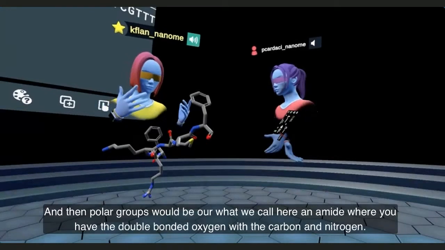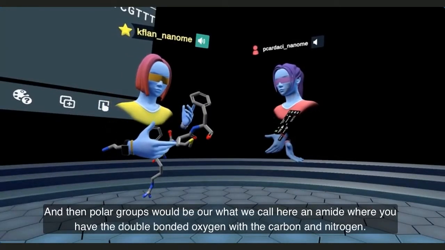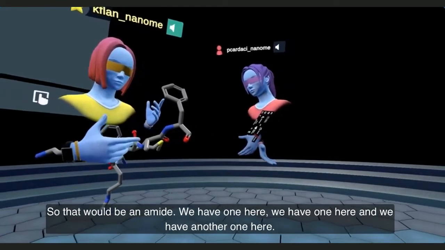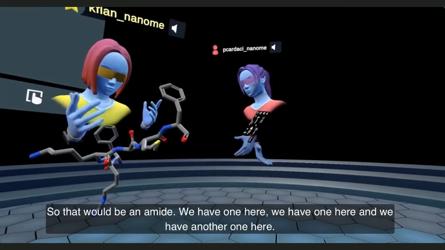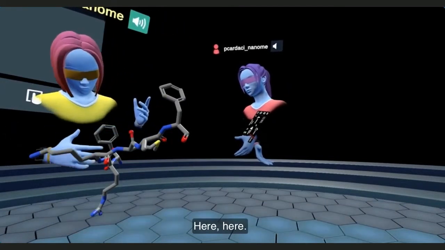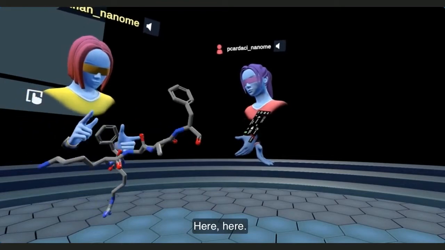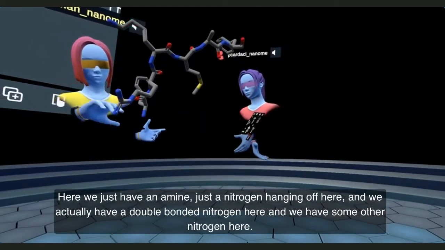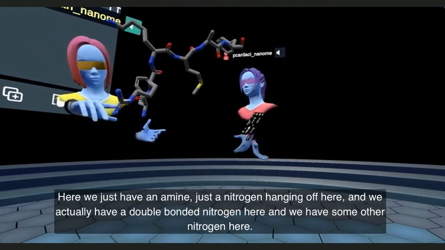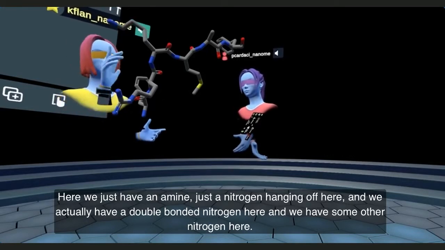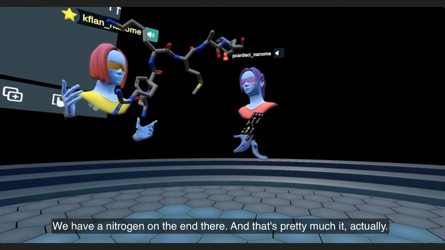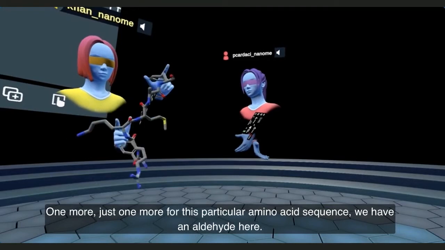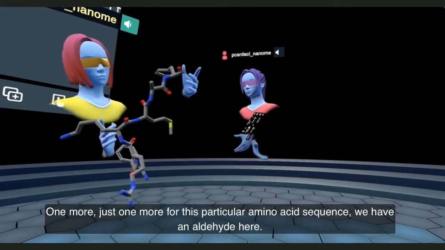And then polar groups would be what we call here an amide, where you have the double bonded oxygen with the carbon and nitrogen. So that would be an amide. We have one here, one here, and we have another one here, here, here. We just have an amine, just a nitrogen hanging off here. And we actually have a double bonded nitrogen here. We have some nitrogens here. We have a nitrogen on the end there. That's pretty much it. Actually, one more for this particular amino acid sequence: we have an aldehyde here.